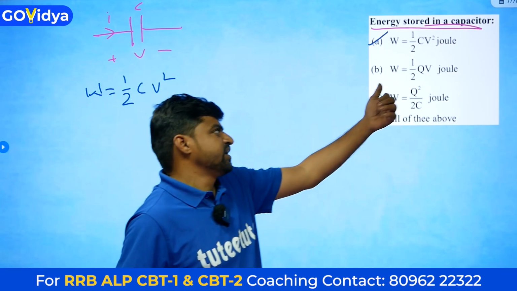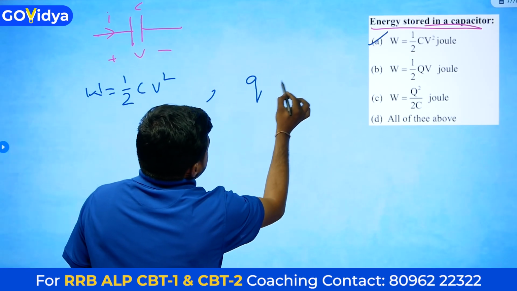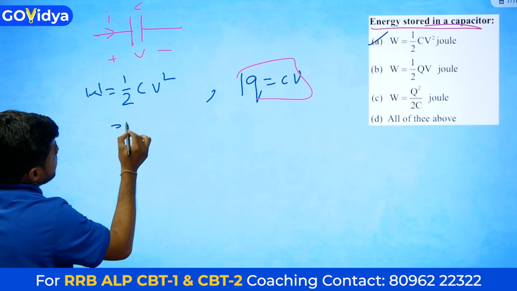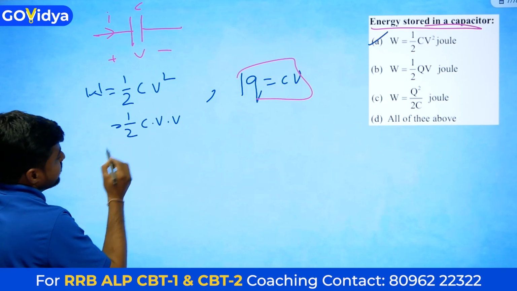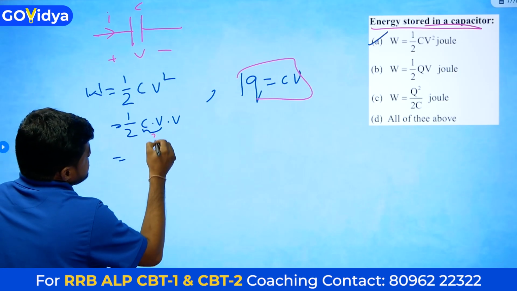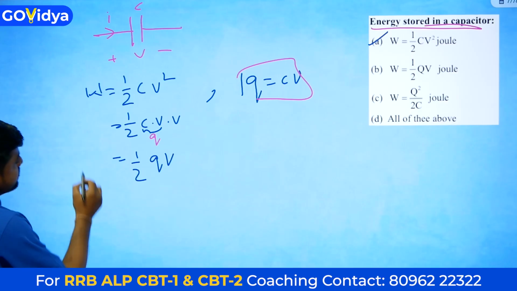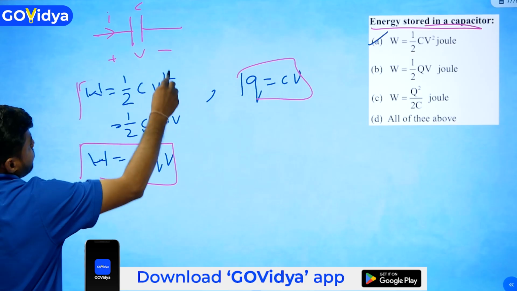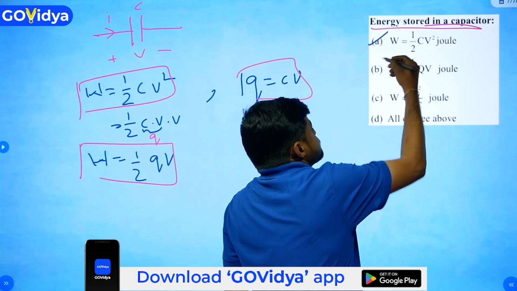Next we have to verify option B. We know the formula Q is equal to CV. Substitute here: we can also write 1 by 2 CV into V, that is V square. CV is equal to Q, so we can also write 1 by 2 QV. Work is equal to 1 by 2 Q into V. Option B is also right.